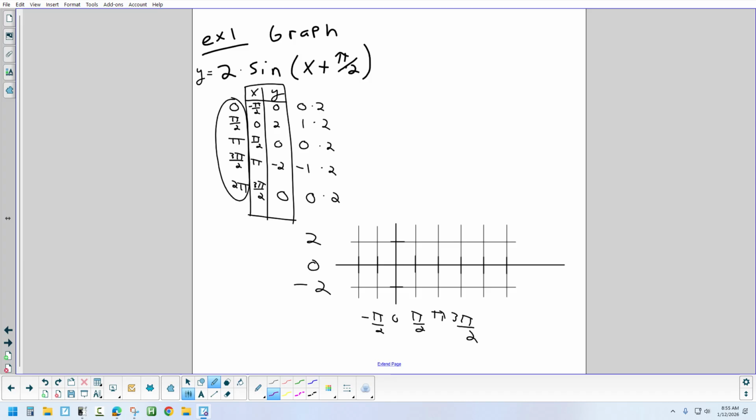Okay, let's make our sketch. So negative pi over 2, we're at 0, 2, 0, negative 2, back to 0. Okay, remember, these are sine and cosine waves, sinusoidal functions, so there are no sharp turns on them. Should look just like that. Okay, any question on that one?